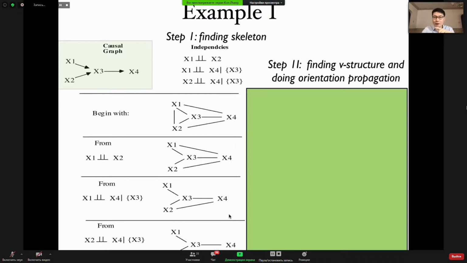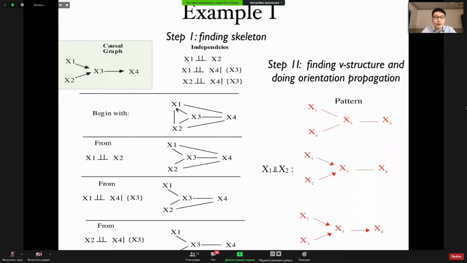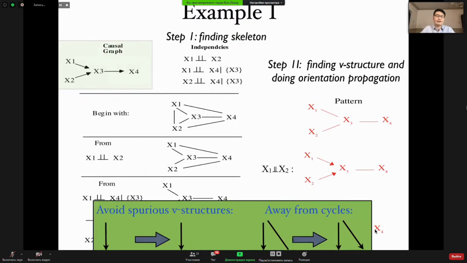And then we find the V structure and then do orientation propagation. Right here, 1 and 2 are independent. Then we have this V structure, as you can see from this V structure, and then we do propagation. So propagation has 4 rules and they are complete, meaning that if you can orient this edge, then by making use of one of the 4 rules, you can do so. So here you can see 2 examples.